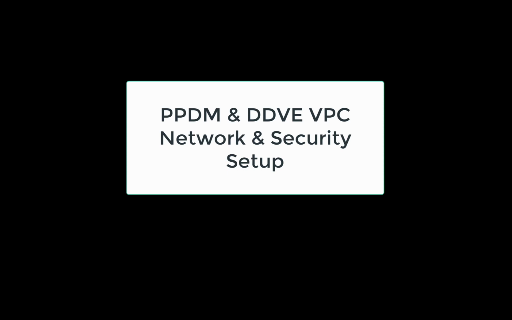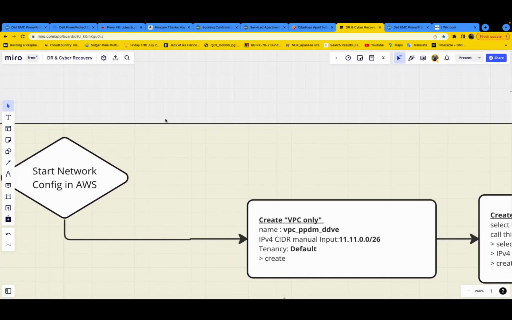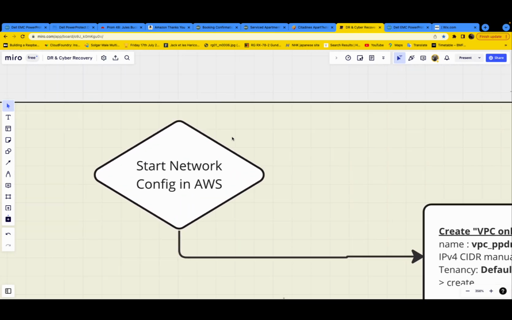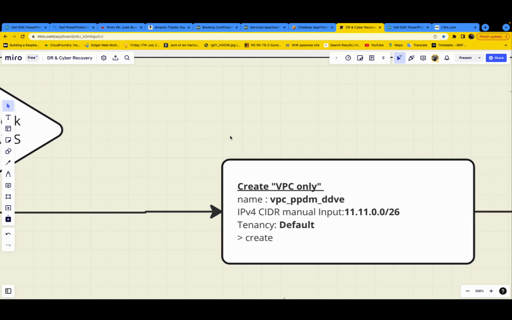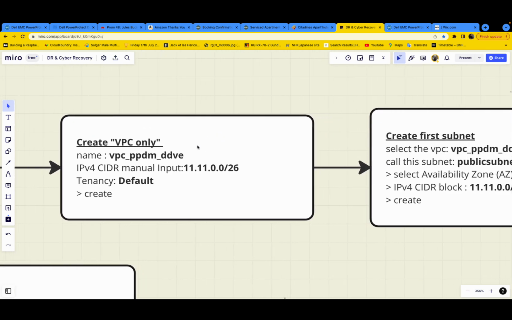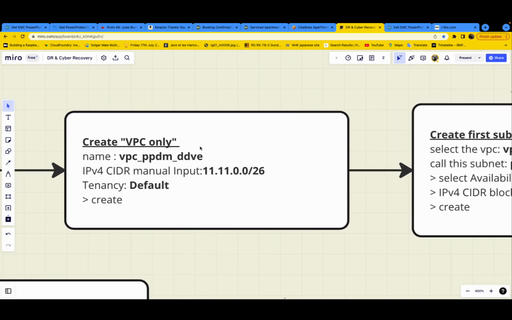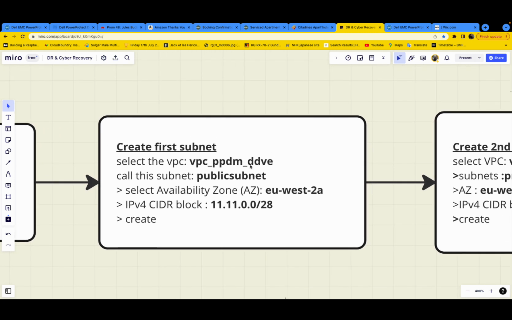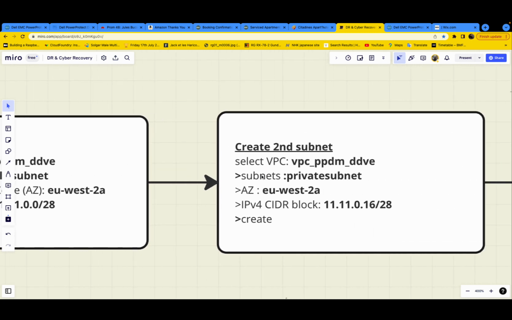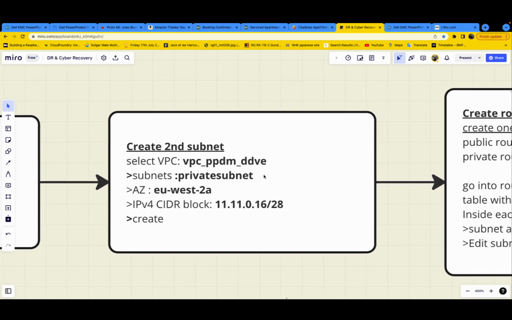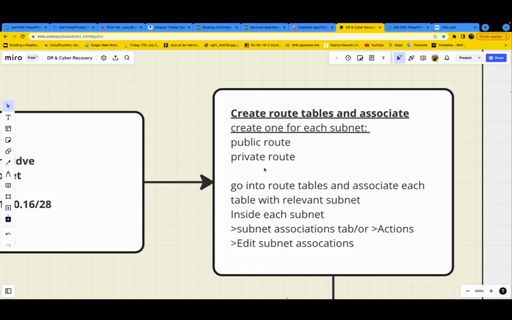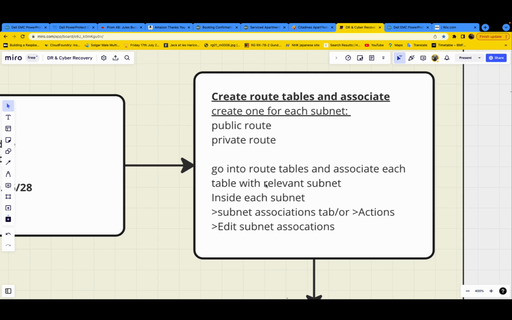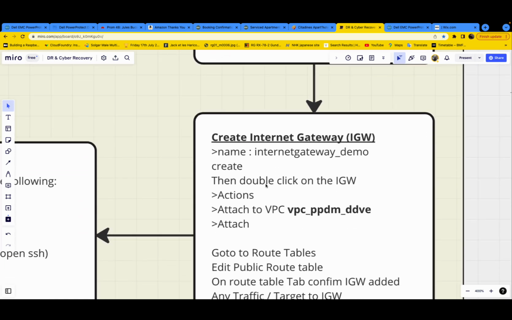So we'll start off with just a quick overview of what we're going to do. We're going to go into AWS, create our VPC, and we'll set up the relevant network addressing. We'll create two subnets, a public subnet and a private subnet. Then we'll create our routing tables and associate those to the subnets.